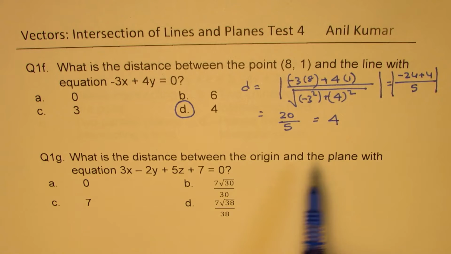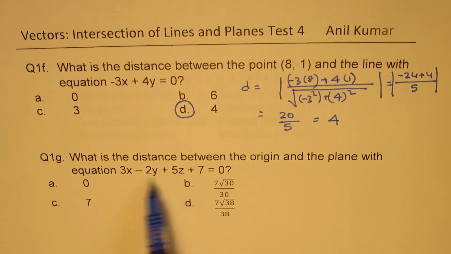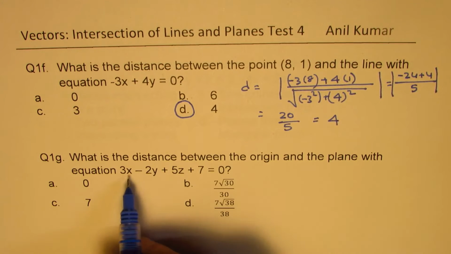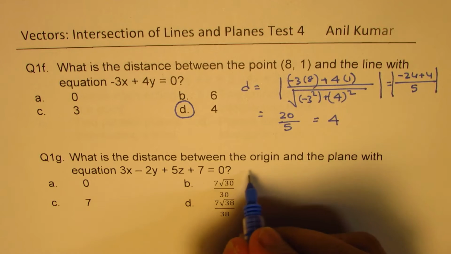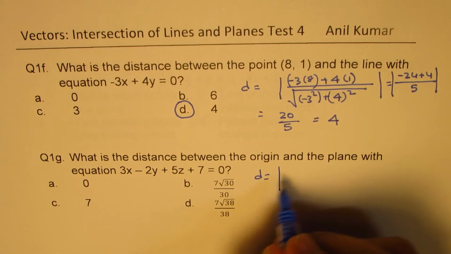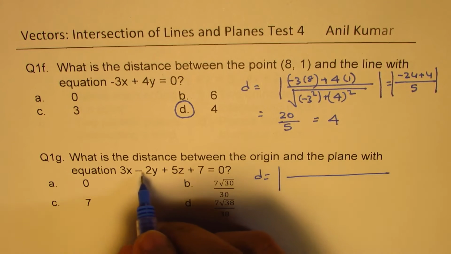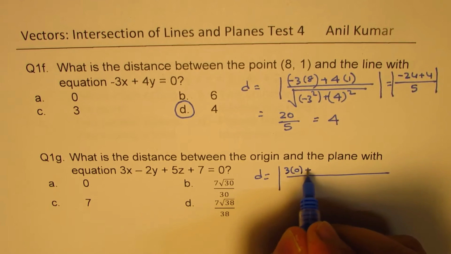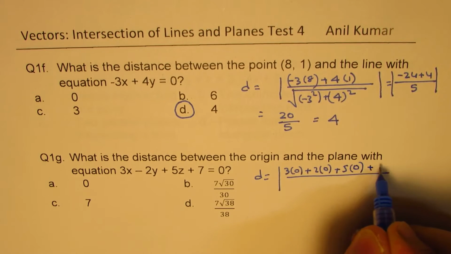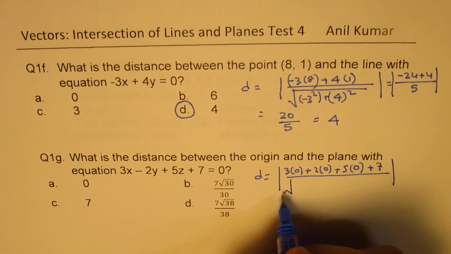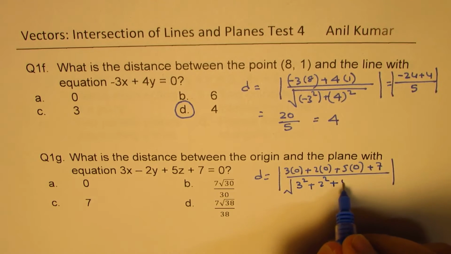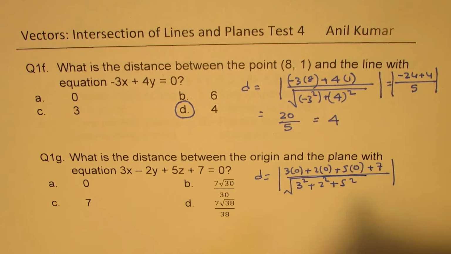For 1G, we are finding the distance from the origin to the plane, right? So in this particular case, you have to substitute the origin, meaning 0, 0, 0. So basically, the distance will be the absolute value of, when you multiply by 0, all these things, right? Let me just write this. It could be some other point also, right? So in this case it is the origin, over the square root of all these terms. So we have 3 squared plus 2 squared plus 5 squared, correct? So that is what you have to calculate.